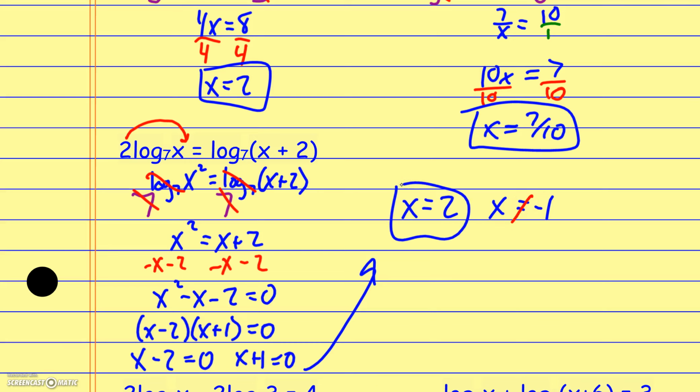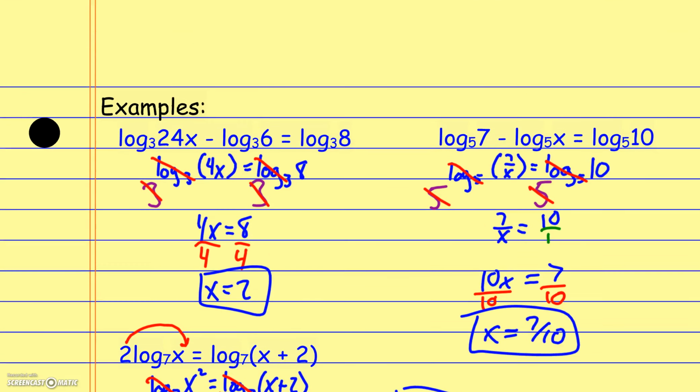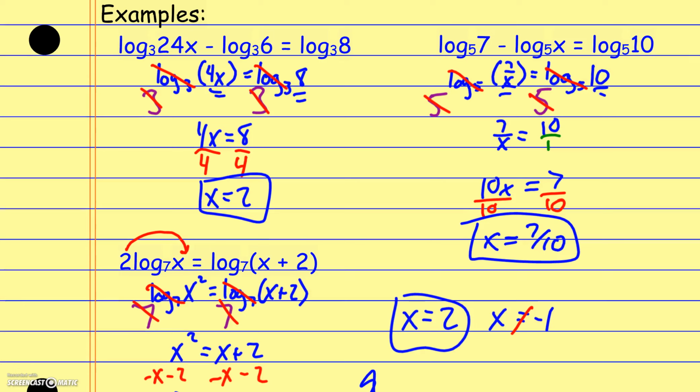Okay? And so now the question becomes, as you start to look at these and realize that when I have the same logarithm on each side, really the things inside the logarithms are just equal to each other. That is a shortcut that you can use when you have the same logarithm on each side. When you look at these, like here it's the 4x equals the 8. Here's the 7 over x equals the 10. Here it was the x squared equals the x plus 2. That only happens because we have the same logarithm on each side.